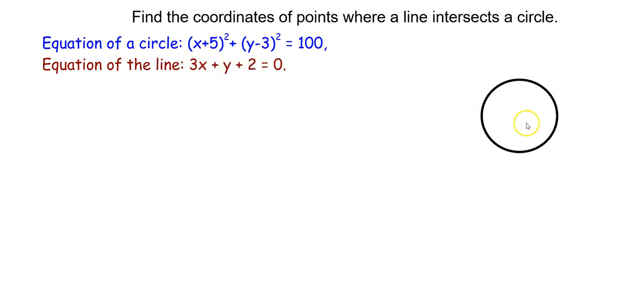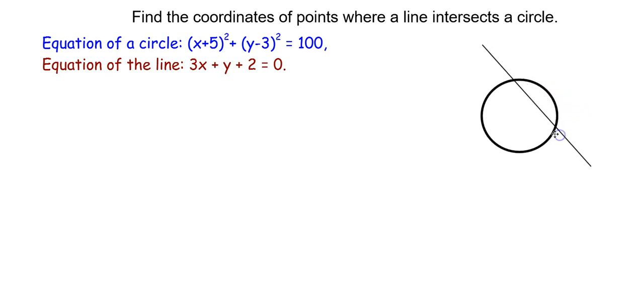For example, if you have a circle like this here and one line I am drawing, this line is intersecting the circle at 2 points. So there are various scenarios. For example, sometimes the line will be outside the circle, so no point of intersection. Sometimes the line will just touch the circle, so then it becomes a tangent, just one point of contact we have, right?